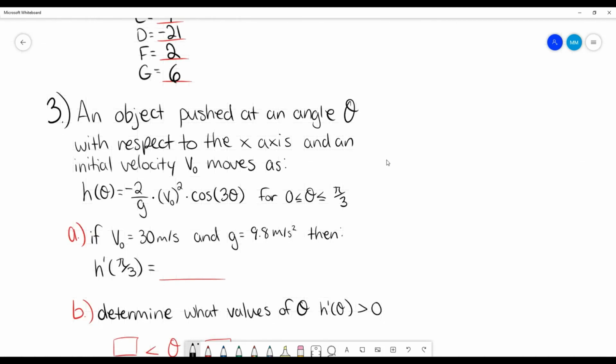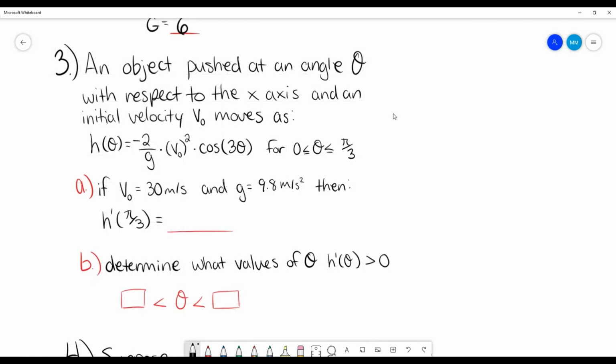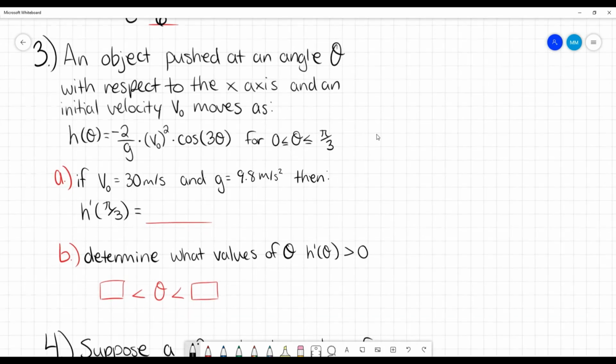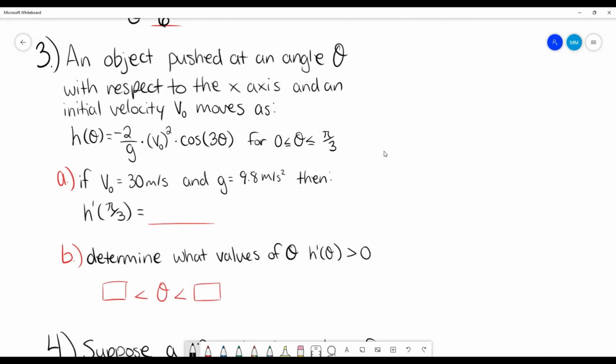All right, this one is a trickier one. It requires us to use a little bit of trig to help us out here. So it says an object pushed at an angle theta with respect to the x-axis and an initial velocity of v0 moves as this function here. So h of theta equals negative 2 over g times v0 squared times cosine of 3 theta.